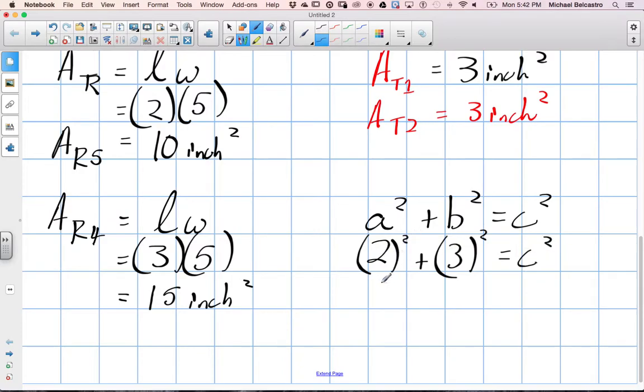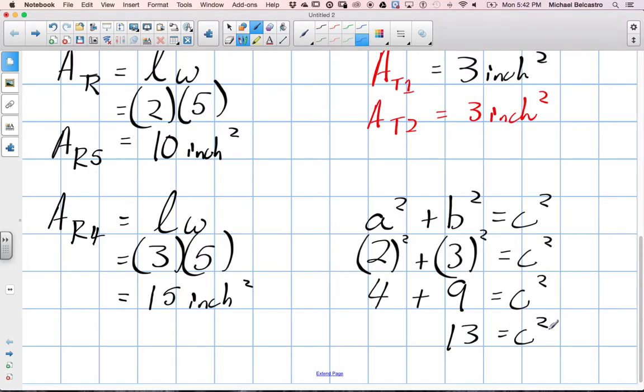What is 2 times 2? 4. What is 3 times 3? 9. Good. And then c is squared. So in order to bring the square to this side, you know what that becomes when we move it over? Negative. Okay, we'll talk about it. Let's simplify first. What's 4 plus 9? 13. Good. So 13 equals c squared.